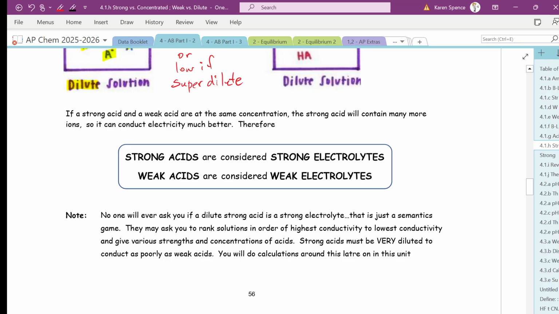Strong acids are considered strong electrolytes. Weak acids are considered weak electrolytes. No one is ever going to ask you if a dilute strong acid is a strong electrolyte, that's just a semantics game. So no one's going to ask you that. Okay, does that make sense? Okay.